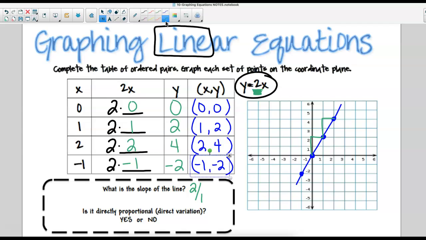Is it directly proportional? Yes. It goes through 0, 0, and it's constant. Done with that one. Okay, let's look at the next one.